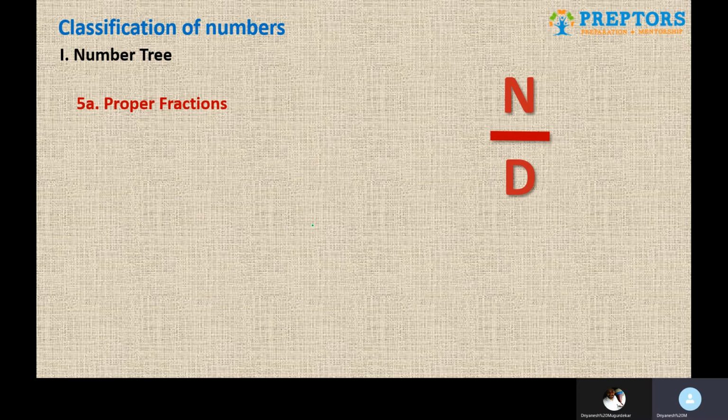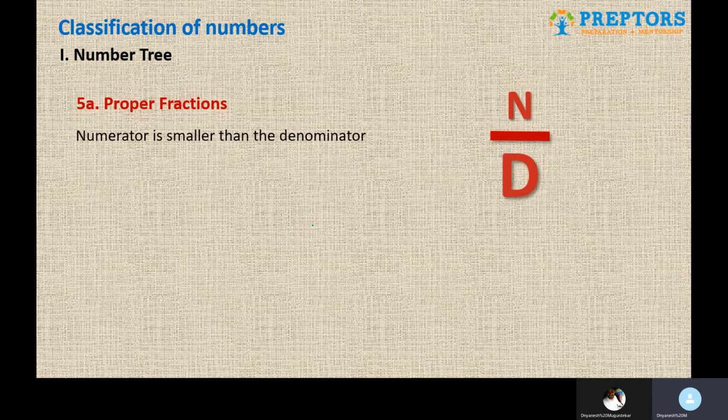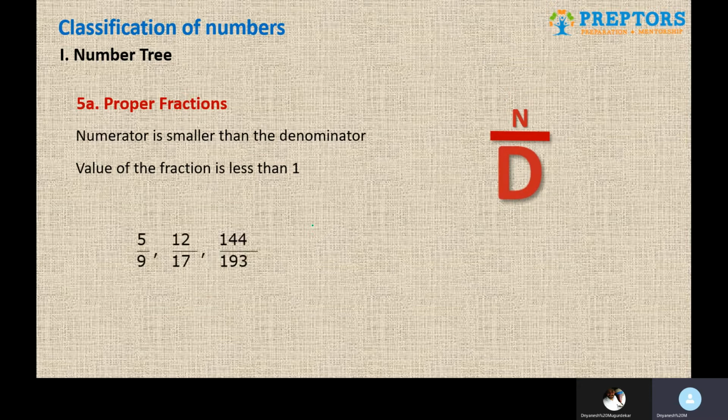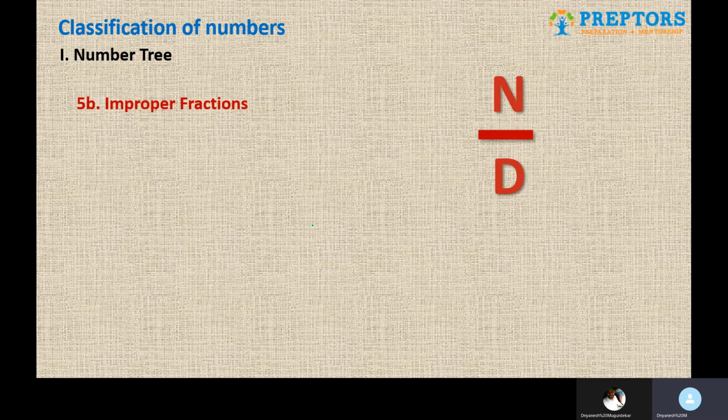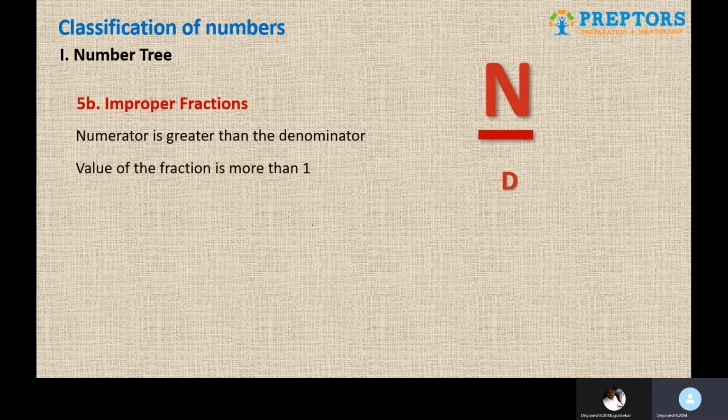The first classification of fractions is proper fractions. Basically, the numerator is less than the denominator, so the value will be less than 1. These are a few examples. You realize the value is 0 point something, as the numerator is lesser than the denominator. The second type of fractions is improper fractions. Here the numerator is more than the denominator, so the value will be greater than 1. A few examples: 7 by 3, 13 by 11, and so on.